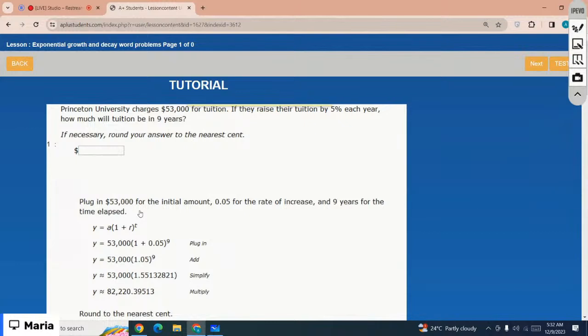The time duration you have to calculate is 9 years. You have to use the formula y equals a times 1 plus r exponent t, right? A is the initial amount, r is the rate of increase, and t is the time. So just put in the values and do the calculations. That means after 9 years that would be 2220, right?